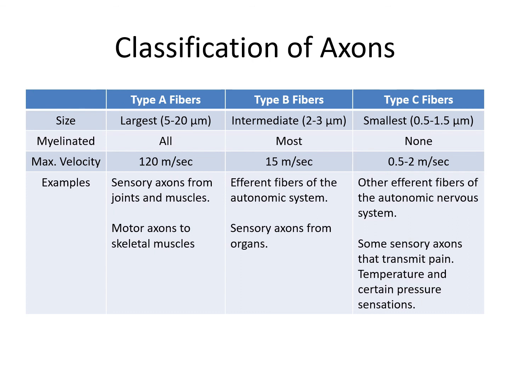Okay, and here we show you examples of where you might find these types of axons. So type A fibers are found in sensory axons from joints and muscles. That needs to be quick. And motor axons to skeletal muscles. Type B fibers are efferent fibers from the autonomic nervous system and sensory axons from organs. Okay, and the slowest ones are other efferent fibers of the autonomic nervous system that are not so critical, and some sensory axons that transmit pain, temperature, and certain pressure sensations are also a function of type C fibers. Okay. So the conduction speed of the different axons is based on their size and whether they're myelinated or not.